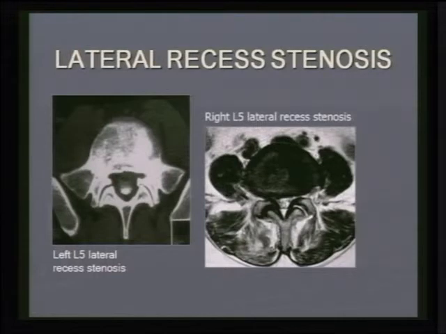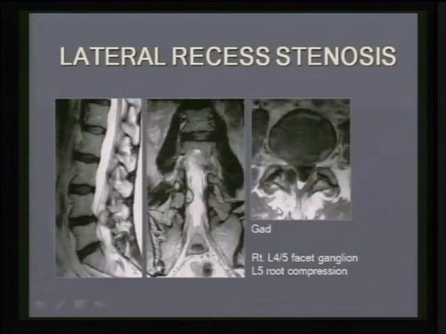Here a CT myelogram, which we don't see very often, showing the medial osteophyte from the superior articular process resulting in lateral recess stenosis and compression of the nerve root here. And here the predominantly unilateral features of bulging disc and thickening of the ligamentum, resulting in right-sided L5 nerve root compression at the L4, L5 disc level.